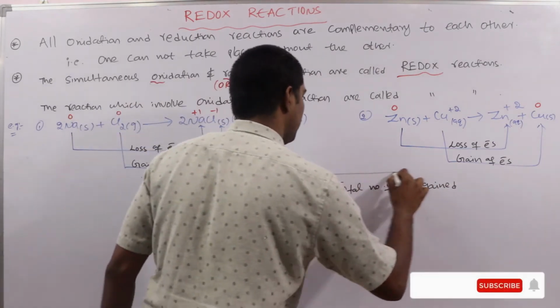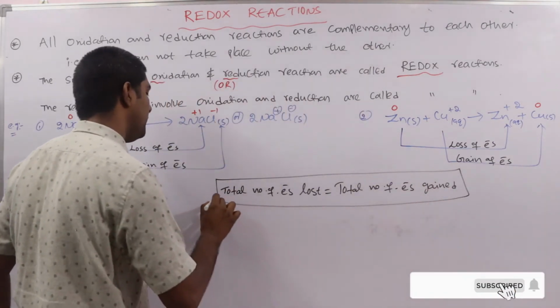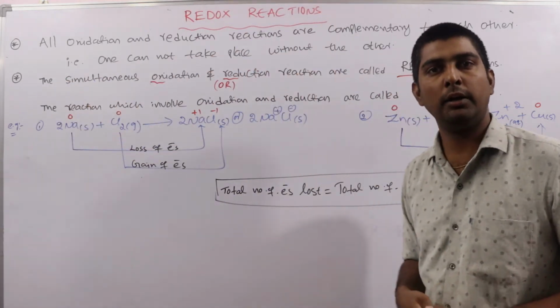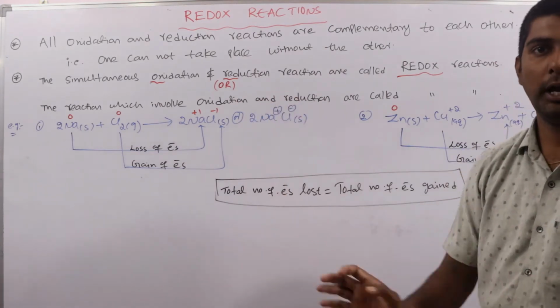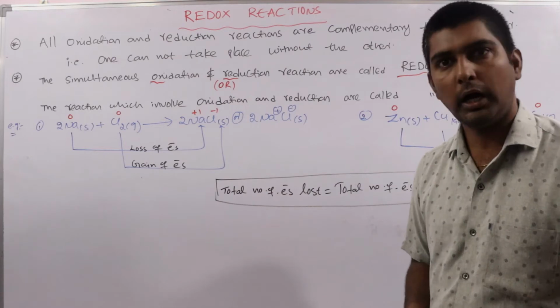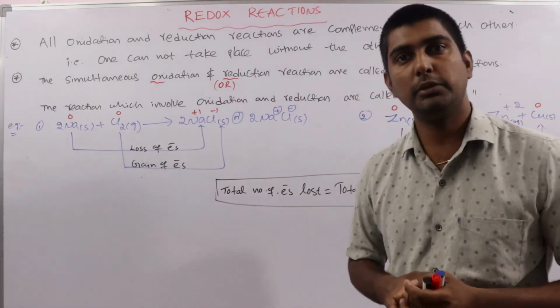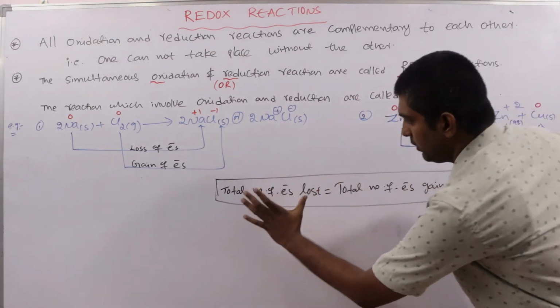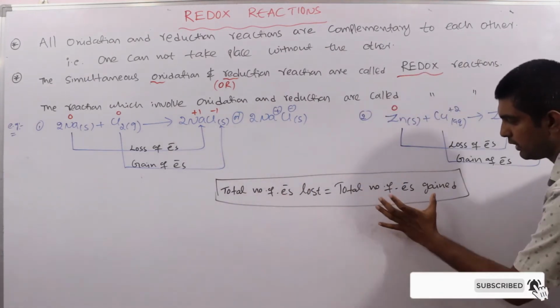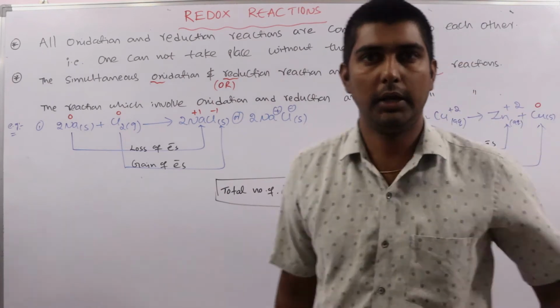Okay, this is the very important thing we should remember in a redox reaction. It means no electron is created, no electron is destroyed. We are not adding any electrons from the outside, but we are not taking out any electrons from the reaction. What is happening? The total number of electrons lost is definitely equal to the total number of electrons gained.